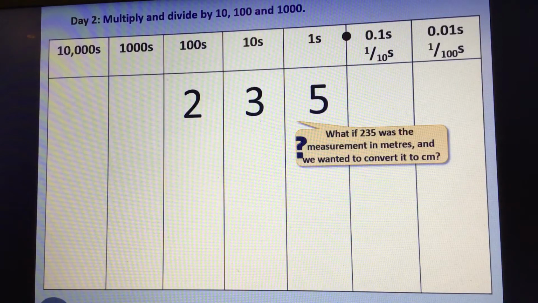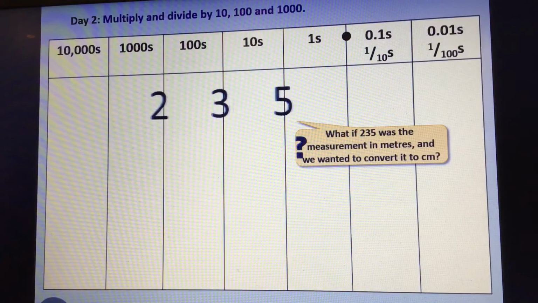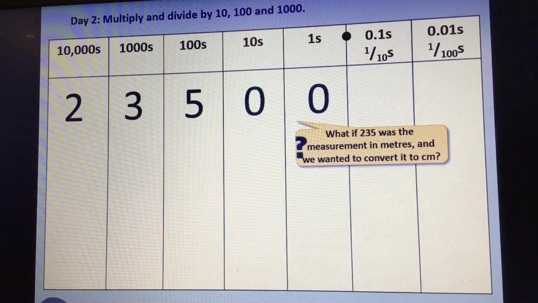What if this is actually 235 metres? We want to convert this 235 metres into centimetres. So what are we going to do? Have a little think about that before you just shout out an answer. 235 metres, we want to convert it to centimetres. Yeah, we're going to be multiplying by 100. In other words, we're going to be moving it 2 places to the left.